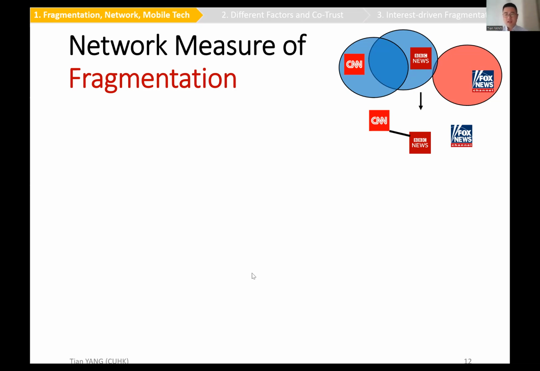So let's see. As we indicated here, CNN has significant overlap with BBC, but these two do not significantly overlap with Fox News. So based on this intuition, we can build a measure of audience fragmentation using the network methods. Specifically, there are 3 steps.